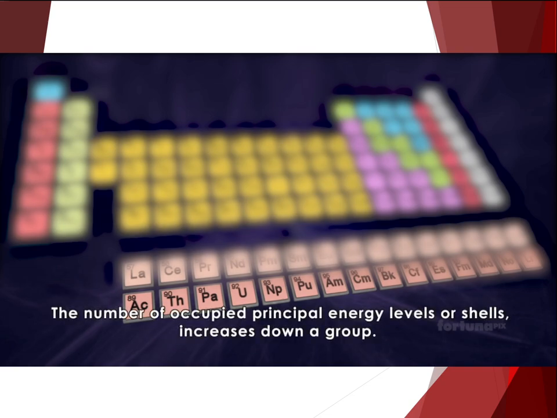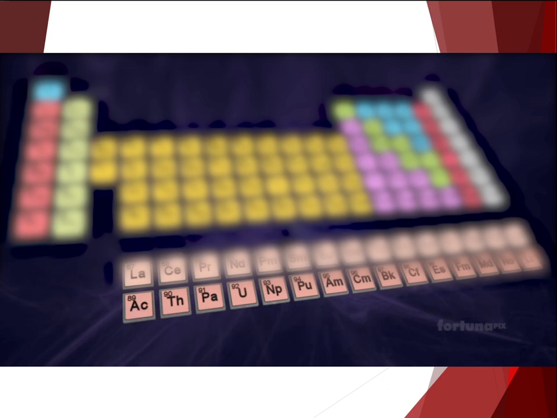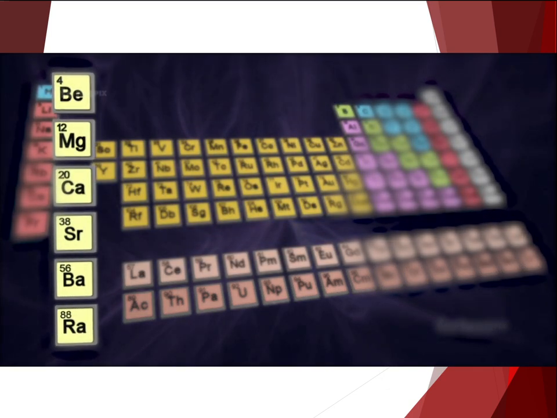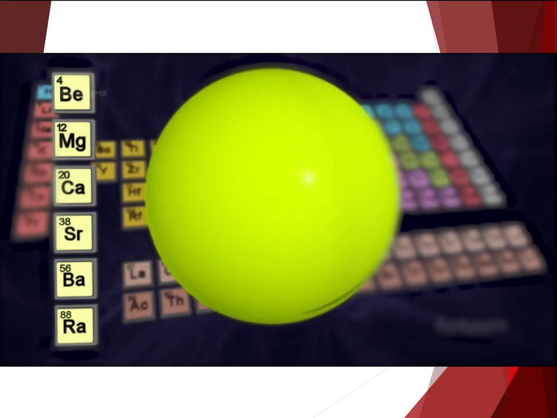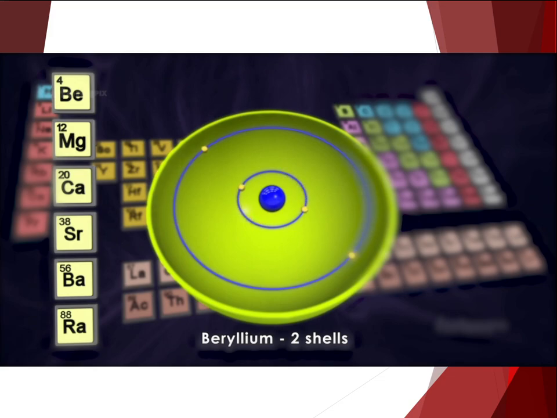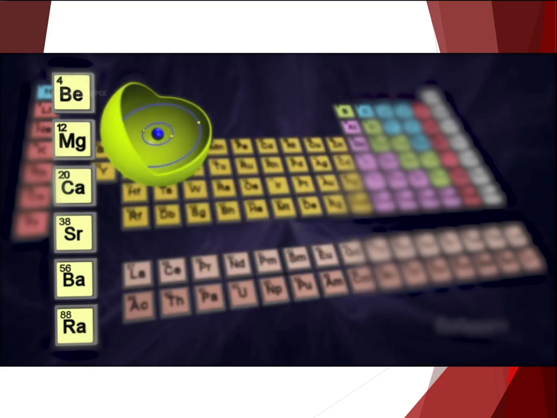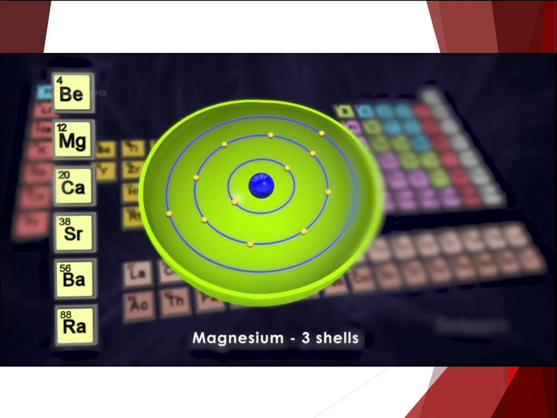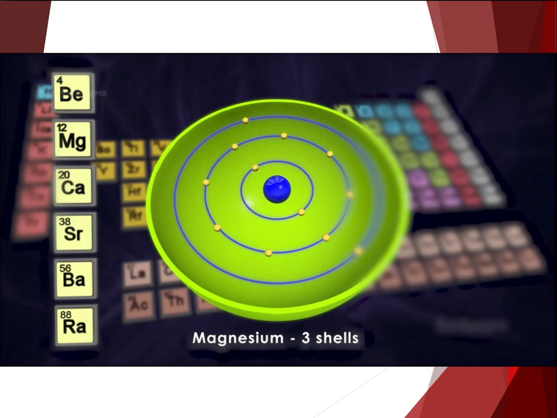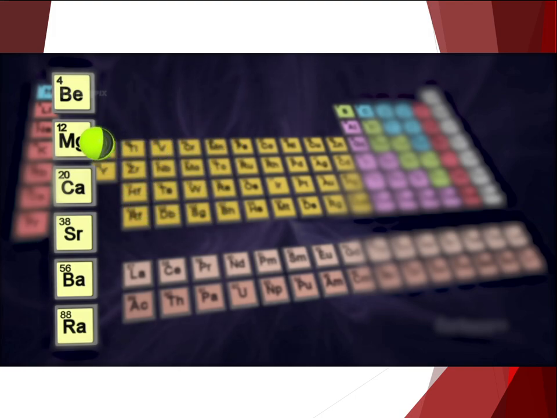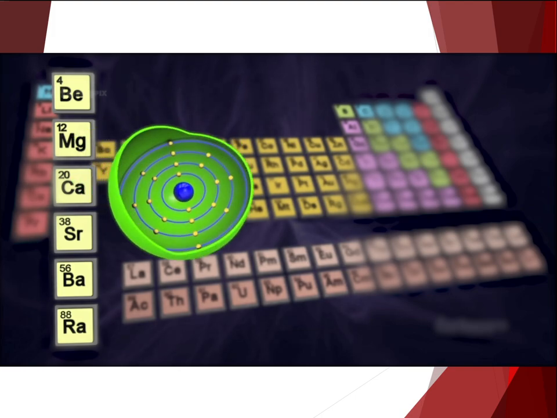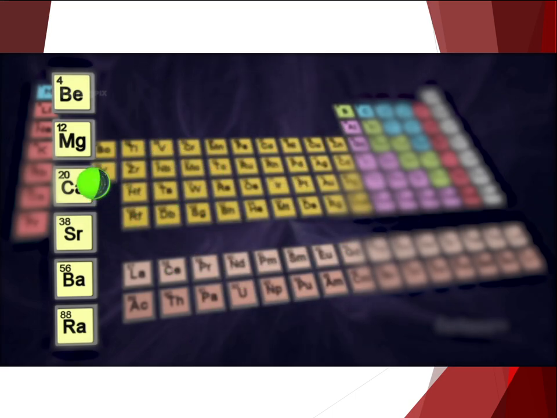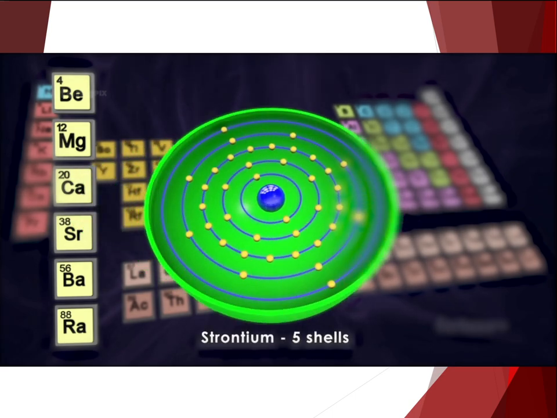The number of occupied principal energy levels, or shells, increases down a group. For example, consider the alkaline earth elements in group 2. The first element in the group, beryllium, has 2 shells. Magnesium, the element immediately below beryllium in group 2, has 3 shells. This pattern continues down the group with 4 shells for calcium and 5 shells for strontium.